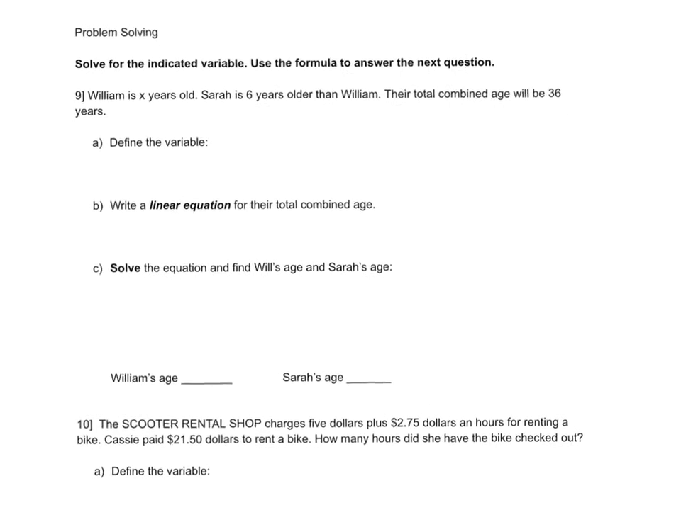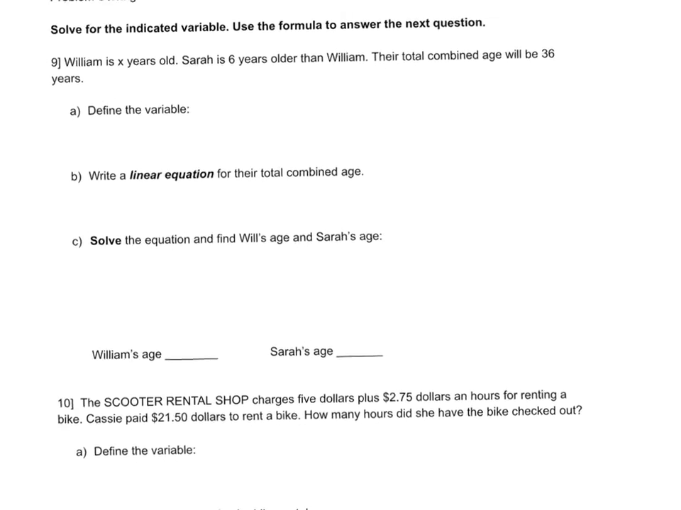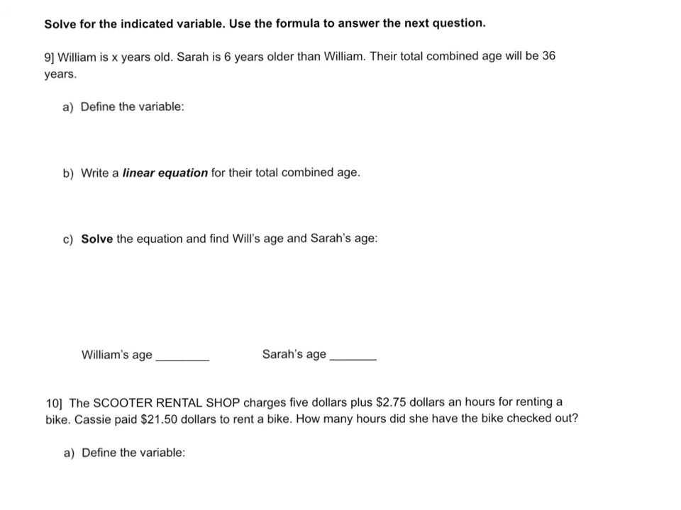So our first problem is about William and Sarah. William is X years old and Sarah is 6 years older than William. Their total combined age will be 36 years. So we have to define the variable. So what does the X mean? X is standing for William is X years old. So it just tells us right there. X stands for William's age.